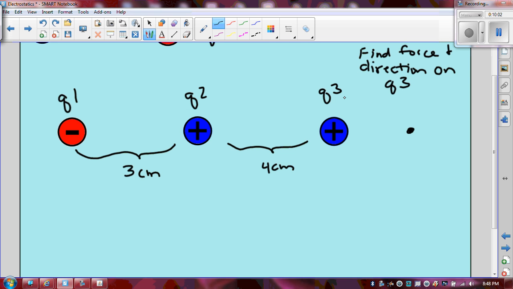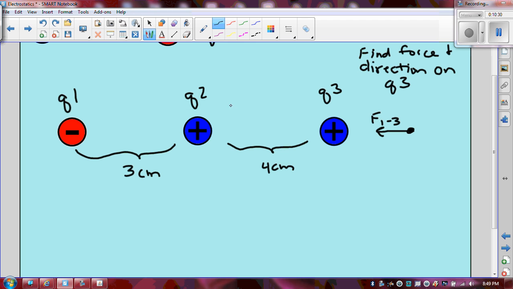What does that look like in terms of what does Q3 want to do? Well, Q3 feels attracted to the left. It feels attracted to the left because it wants to get closer to charge 1. And so the force between charge 1 and charge 3 is attractive. It's to the left because Q3 feels drawn towards the negative. Now, ignore for a second Q1. We don't care what Q1 is doing anymore.